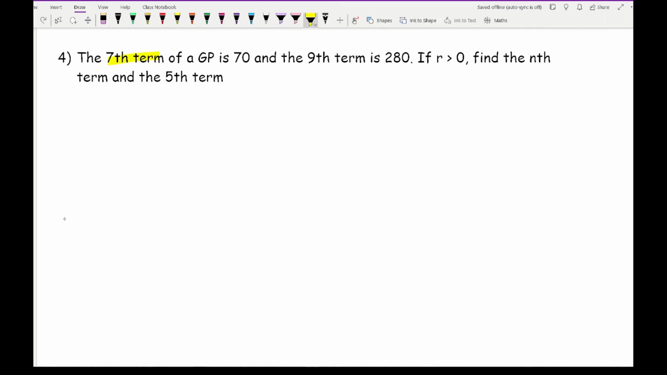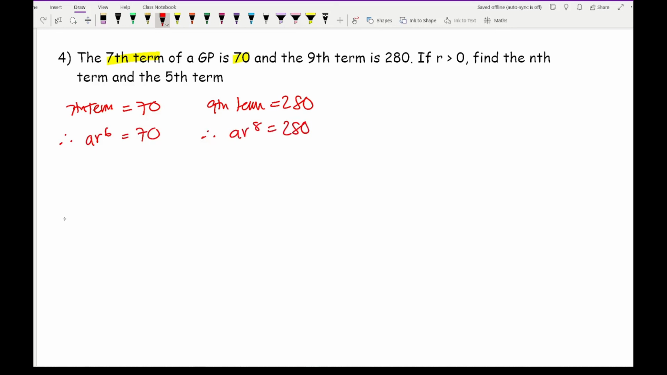So in terms of labelling the key information, I know that the 7th term equals 70. I know that the 9th term is 280. So from this, I've got that ar^6 equals 70 and ar^8 equals 280. So very similar to what I did in question 3. Let's divide the terms up. So I've got ar^8 over ar^6, not 2, because I'm kind of forward thinking, I've already done it in my head.